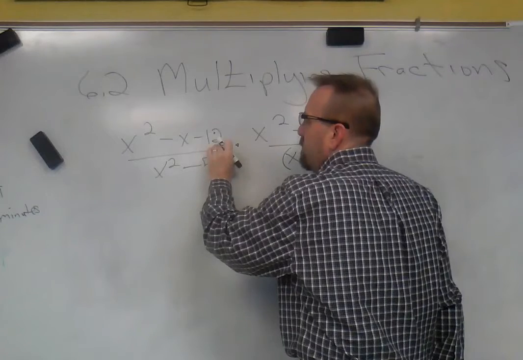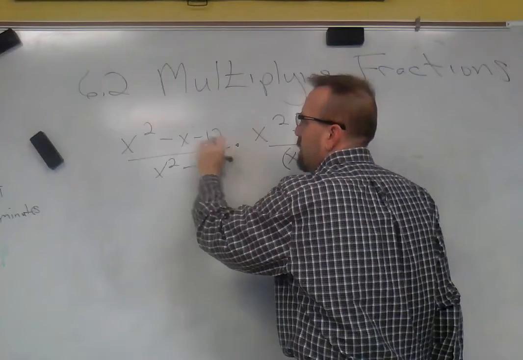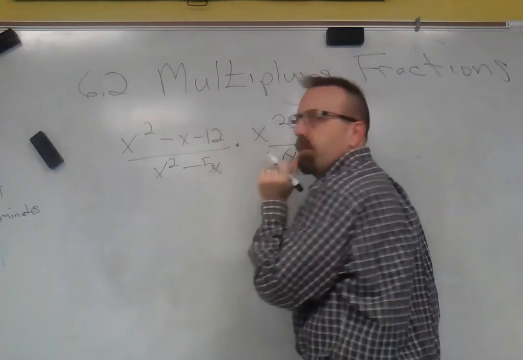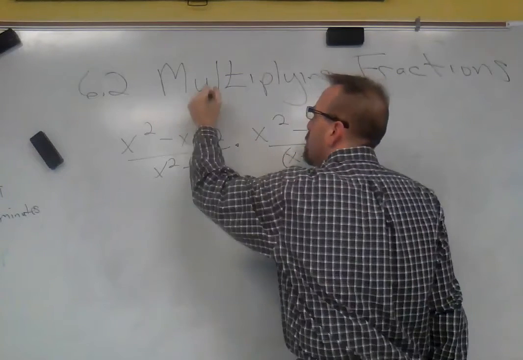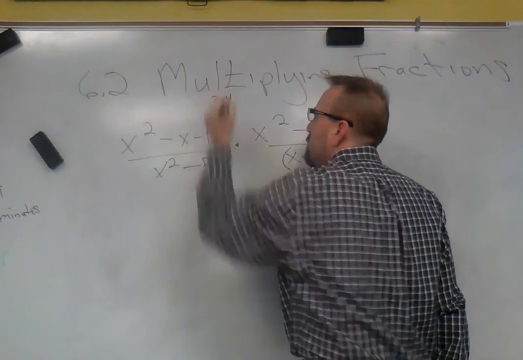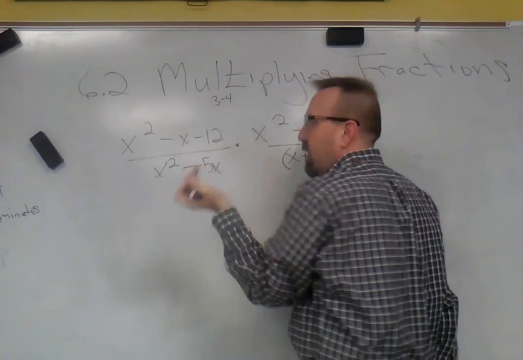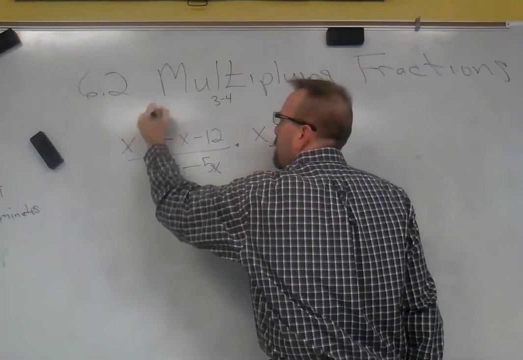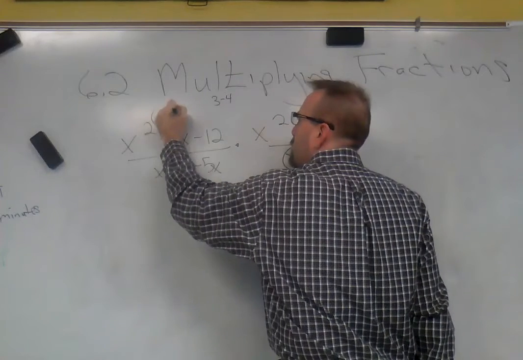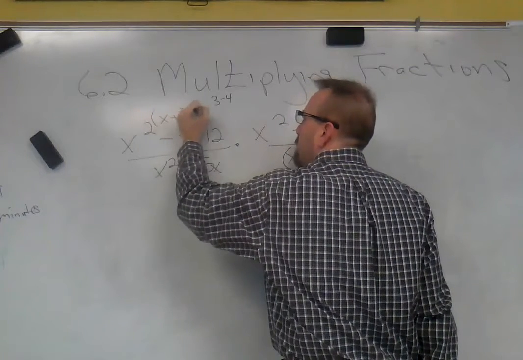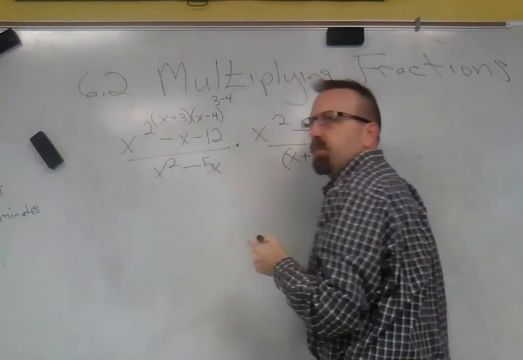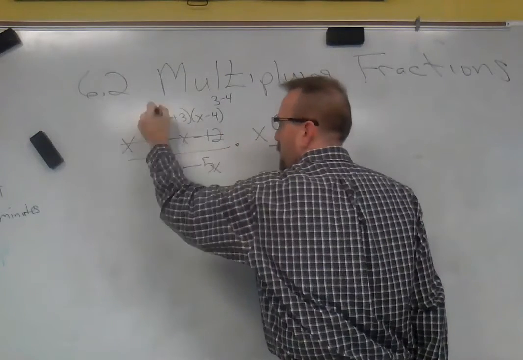Factors of 12 that subtract to be negative 1. So 3 minus 4. What's 3 minus 4? Negative 1. 3 times negative 4 is negative 12. So we could rewrite this as x plus 3, x minus 4. So this part's now here.